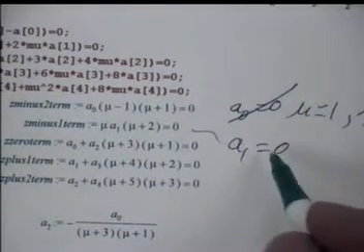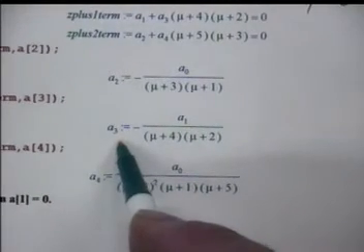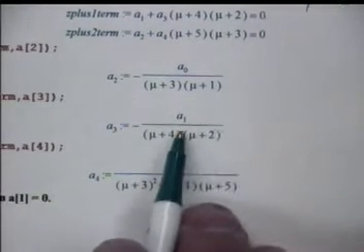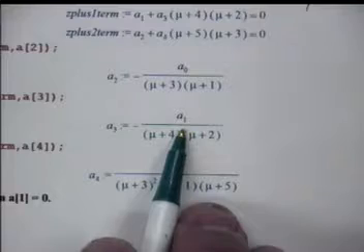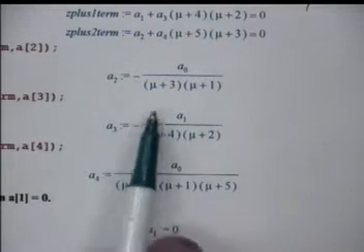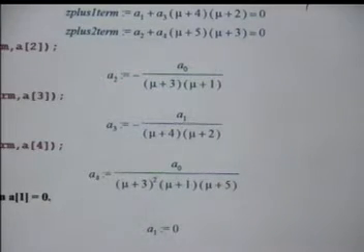Okay, again, if A1 is equal to 0, all the odd terms of A are again in a version of A1, so they are also all equal to 0. So we're left with just the even values, so A2, A4, A6, and so on.